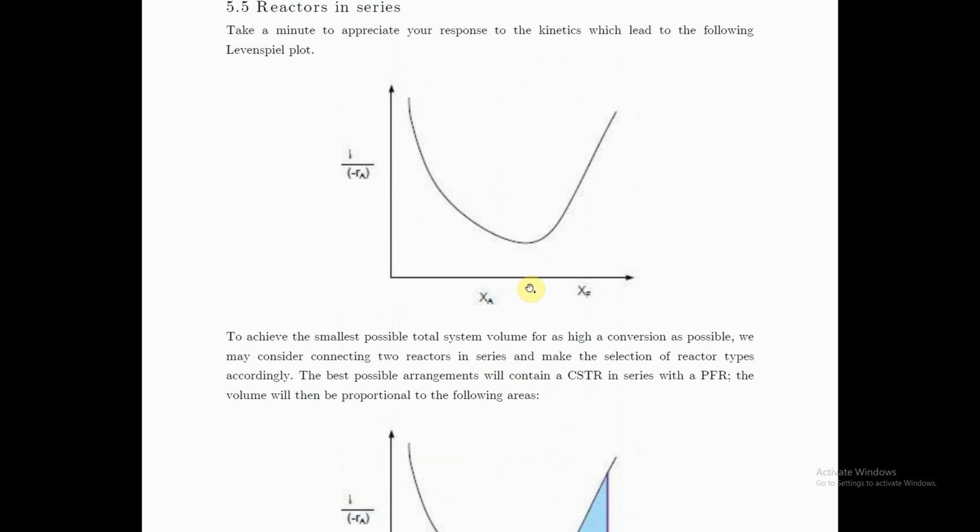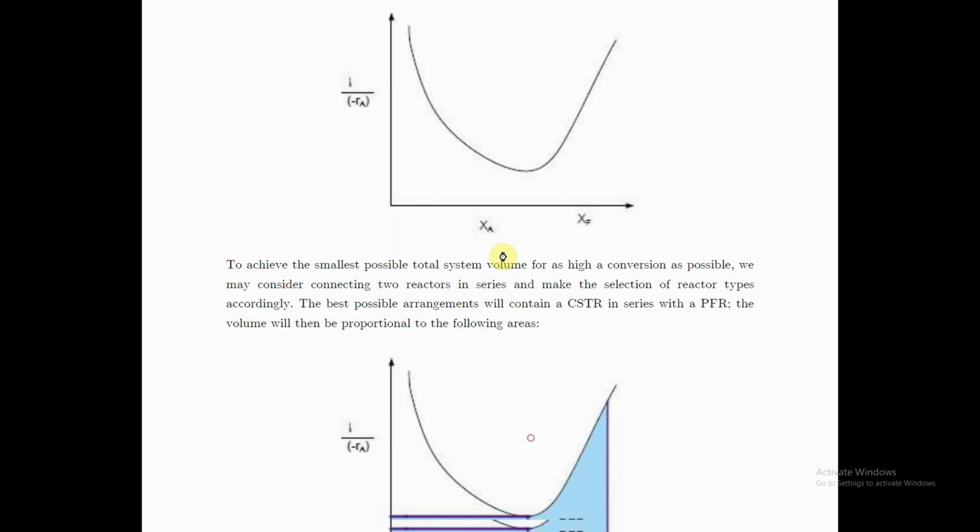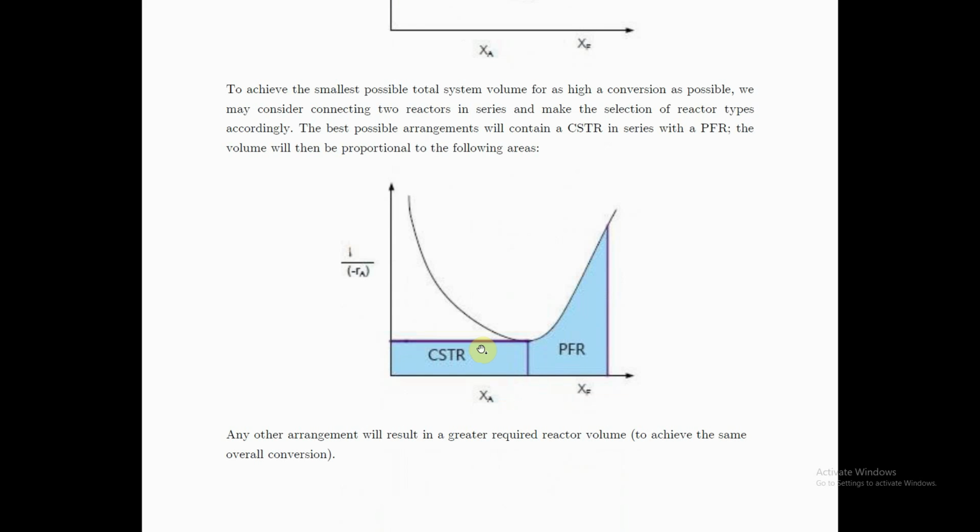And then, of course, our final required conversion is somewhere out here. And out here, it wouldn't make sense to use a CSTR because going up here, you'll have all that wasted volume. So after this point, we would then use a PFR or a batch reactor, probably a PFR because we want continuous operation. Right, so that's the solution.